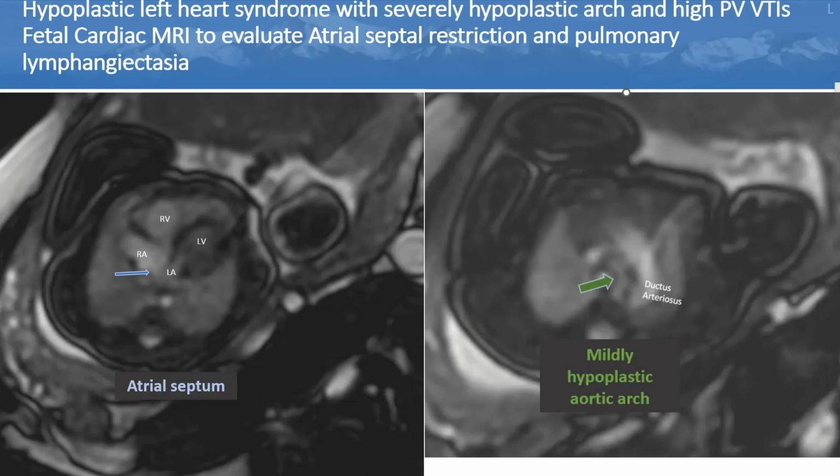I do find the pulmonary veins, looking for pulmonary vein dilation, to be helpful, but just to emphasize, there's still a lot to learn in these cases about where the boundaries of normal and abnormal are, and sometimes it can be very grey still, but generally we are still helpful in these cases. We can say there's no pulmonary lymphangiectasia, and we generally get a good look at the aortic arch. In this case, the echo thought the arch was severely hypoplastic, and the fetal MRI showed it was only mildly hypoplastic.